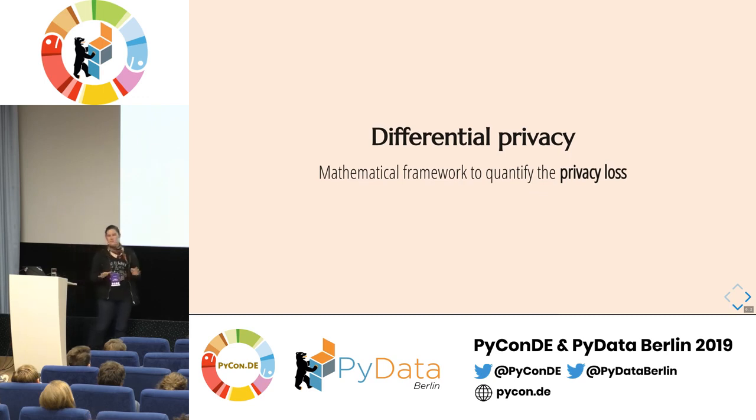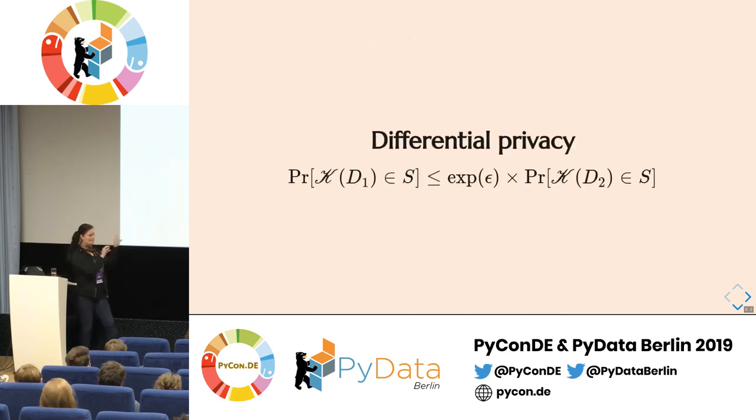There's this concept called differential privacy, and it's a mathematical framework to measure how much private information you are leaking to the outside world from a process. A process, in general, could be a machine learning process, or it could be a query mechanism. We have a very nice mathematical formula.